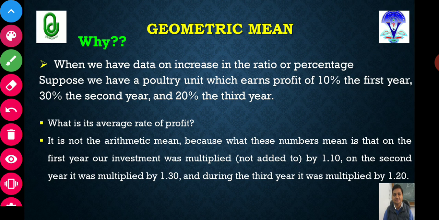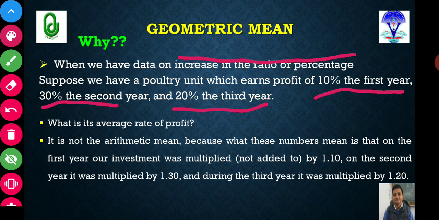So when we have data on increase in ratio or percentage, suppose we have a poultry unit which earns a profit of 10% in the first year, 30% in the second year and 20% in the third year. If we want to know the average profit in these 3 years, we don't have actual values but we have values in terms of percentage.